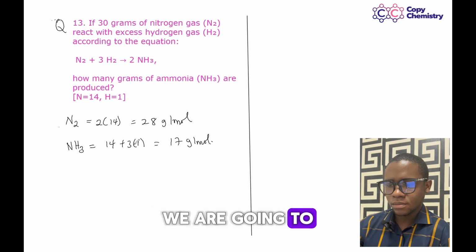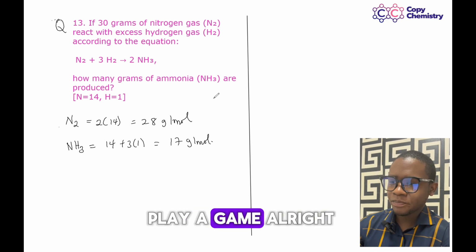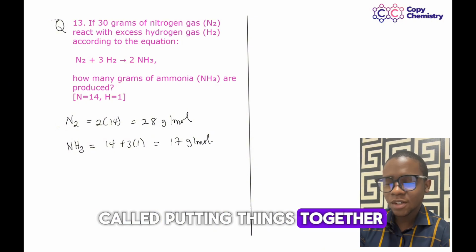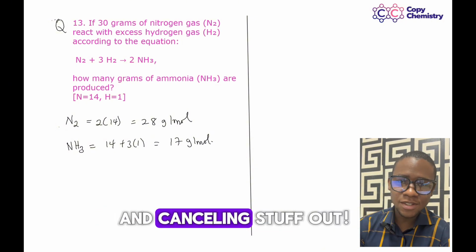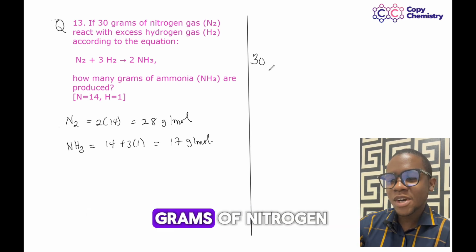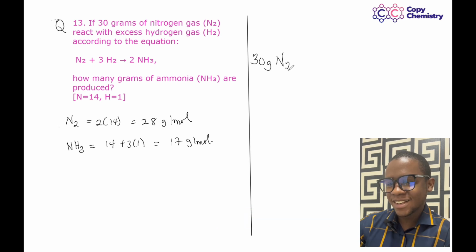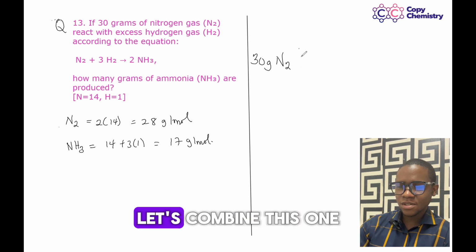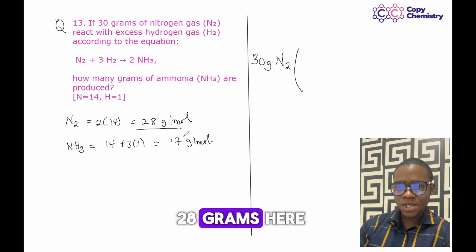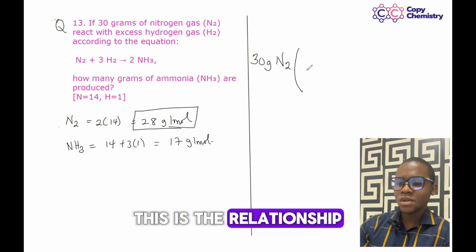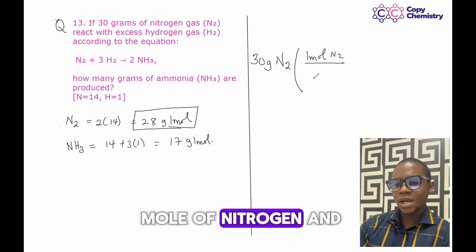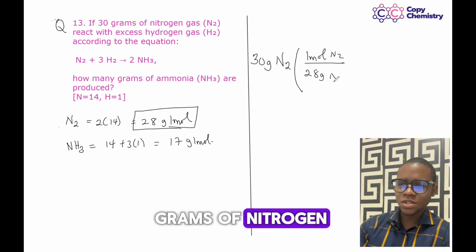We are going to play a game, alright? And this game is called putting things together using a factor label method and cancelling stuff out. It's a very long name. Anyway, so we have 30 grams of nitrogen. Yeah, that's 30 grams of nitrogen. Let's convert this one to moles real quick. So we're using this 28 grams here. This is the relationship. So we have 1 mole of nitrogen, and here we have 28 grams of nitrogen.